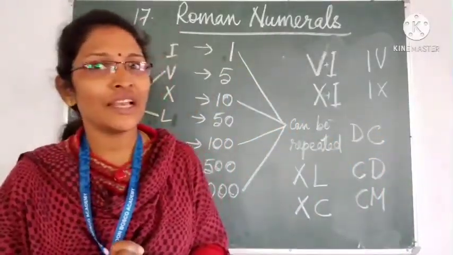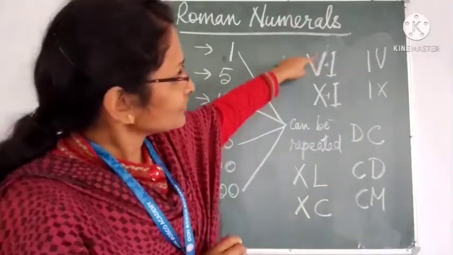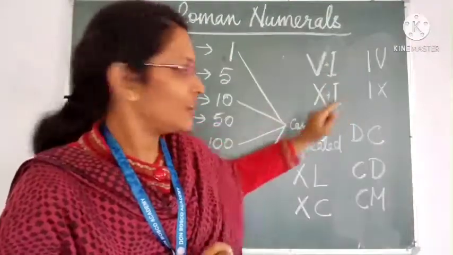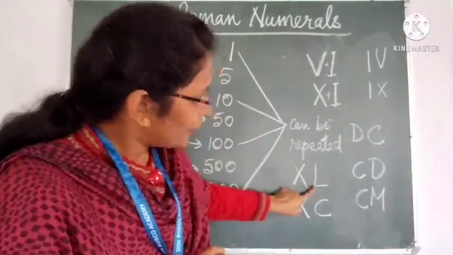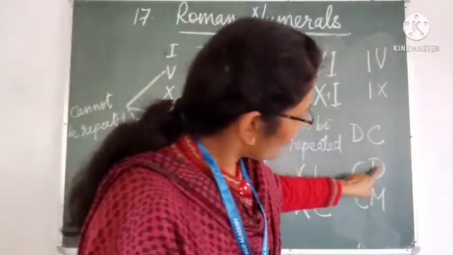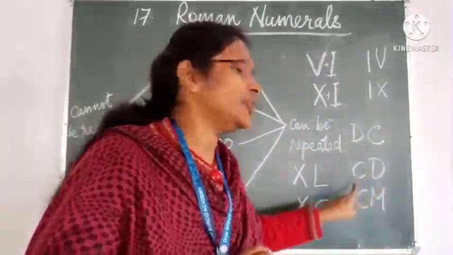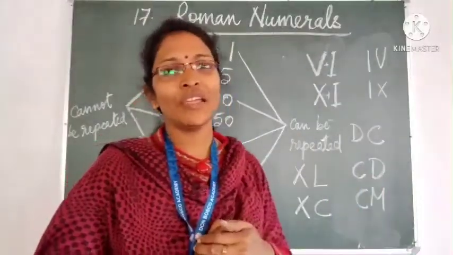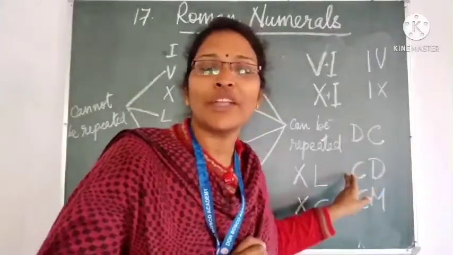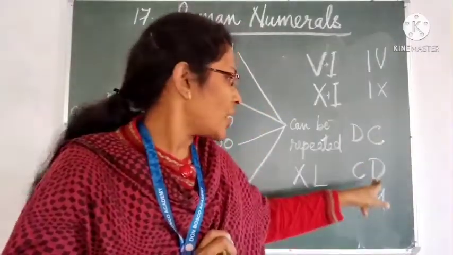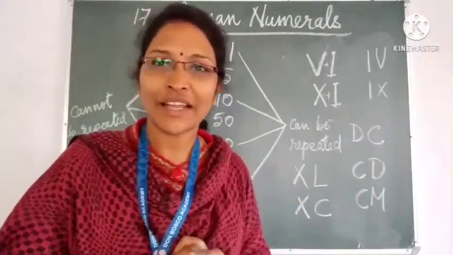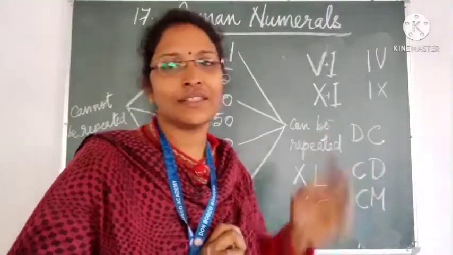One more way I will tell you what to do. With 5 and 10, we can use 1. With 50 and 100, we use 10. And with 500 and 1000, we can use C. In this way, we have to use. Before D, we will not use I, we will not use X also. For subtracting, only with D and M we use C.